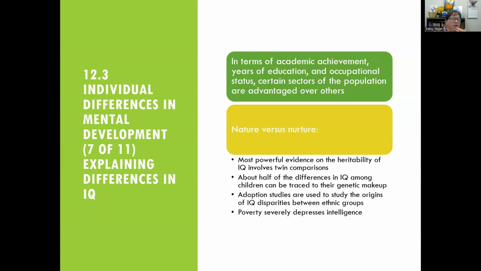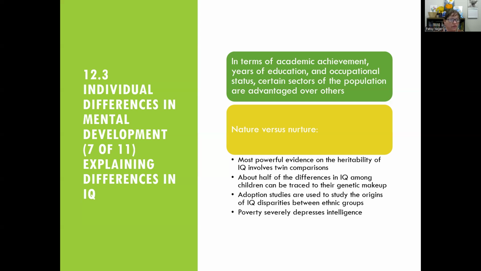Explaining the differences in IQ. So in terms of academic achievement, years of education, and occupational status, certain sectors of the population are advantaged over others. Low income, socioeconomic status, those children are at a disadvantage. Some of those children are enrolled in Head Start programs, which gives them a bump up and helps them kind of close that gap.